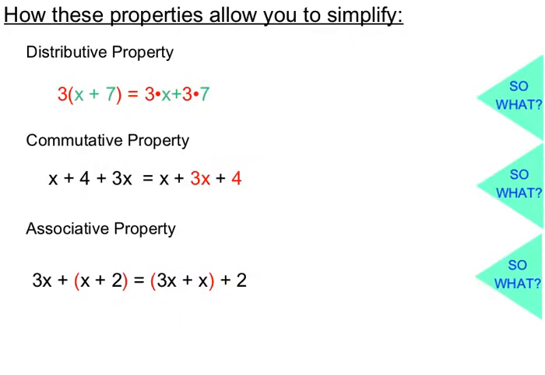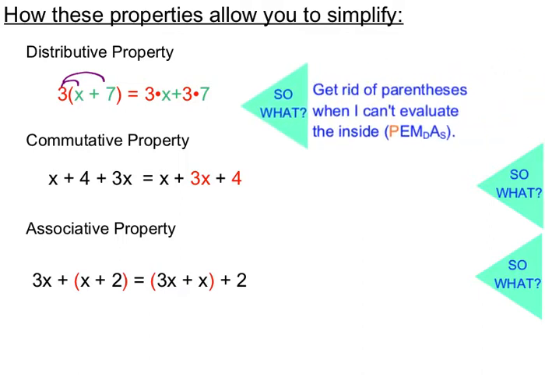First, these properties. What do they allow you to do? So the distributive property you can see here, we can multiply the 3 through. We get 3 times x plus 3 times 7. So what? Well, you can get rid of parentheses if you can't do the order of operations, because in the order of operations, parentheses come first. Because I cannot do x plus 7 because I don't know what x is, I can use the distributive property to get rid of the parentheses rather than having to evaluate what's in them.